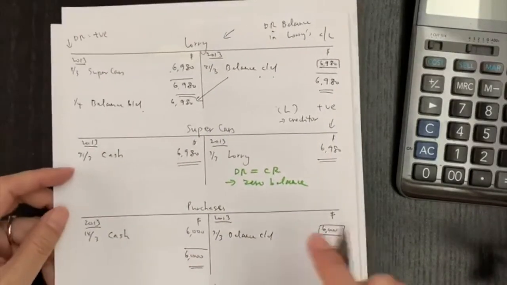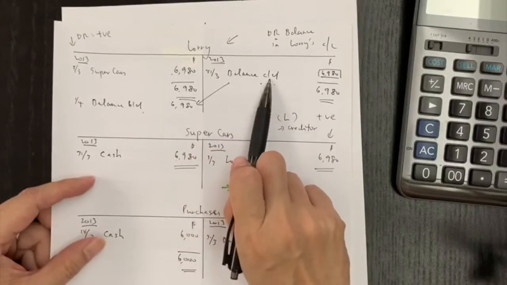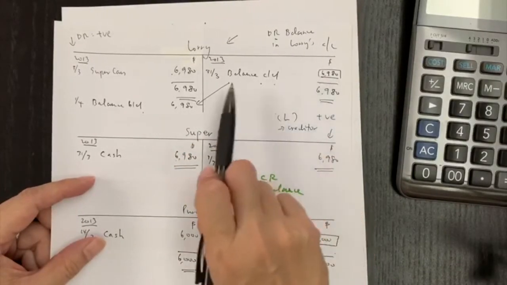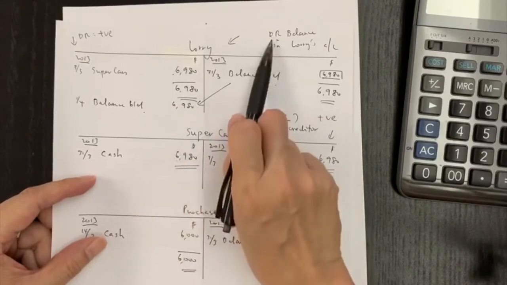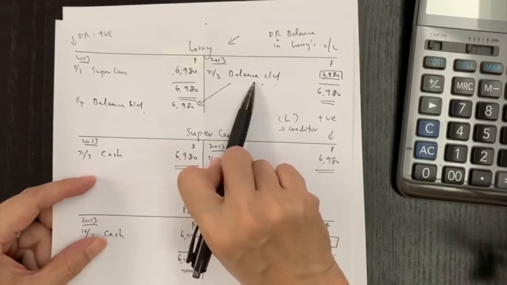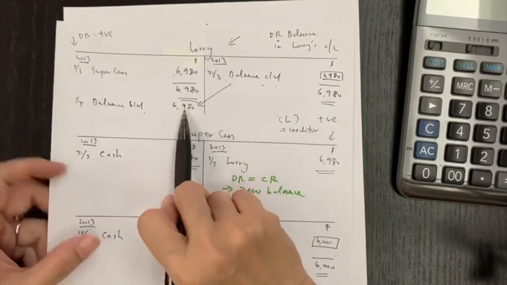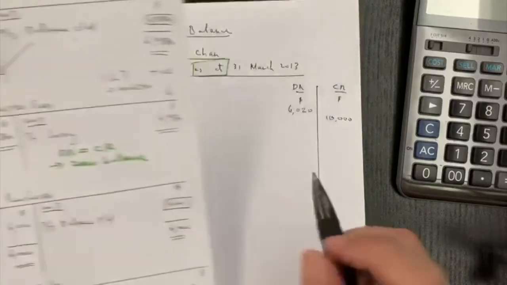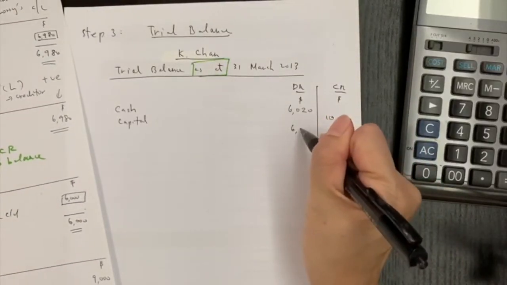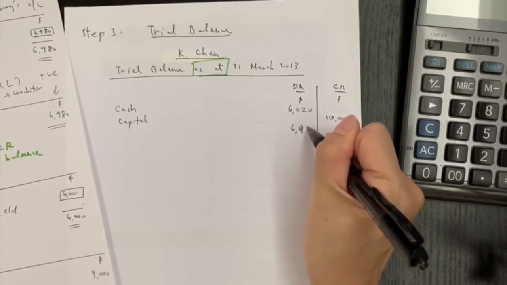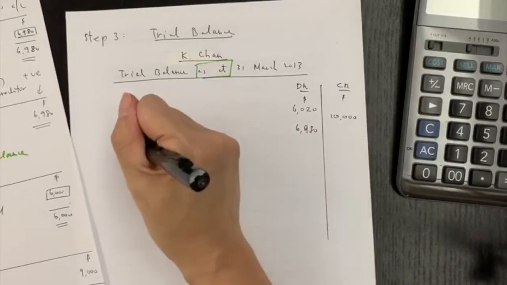Next we come to Lorry. All right, the closing balance 6,980. Actually, it should be a debit item because this is a debit balance. Debit balance means debit side bigger. We just insert on the smaller side in order to close the T, but actually it is a debit item. 6,980. So 6,980 because of Lorry.